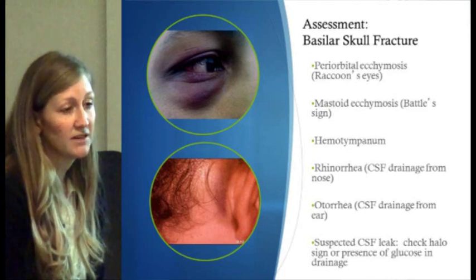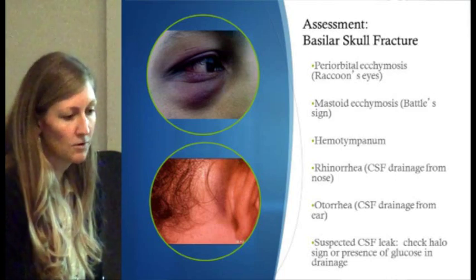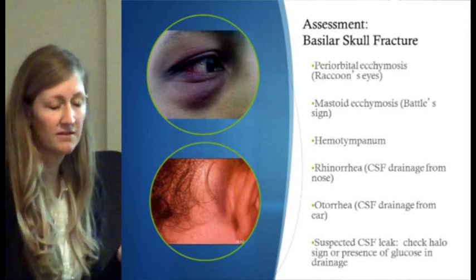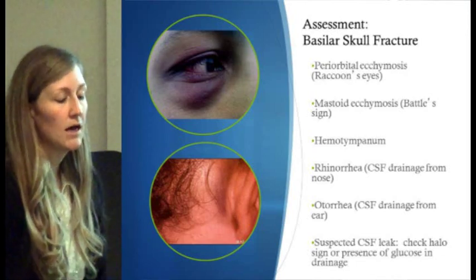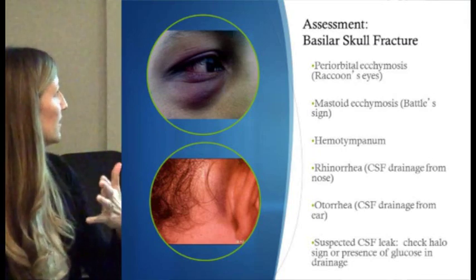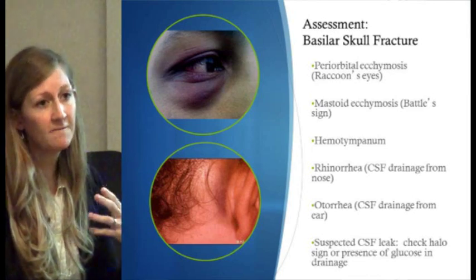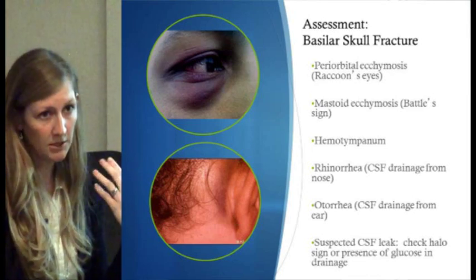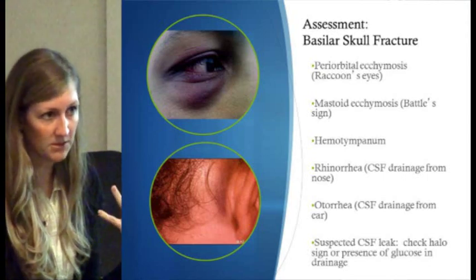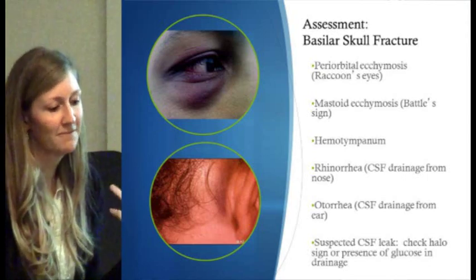You may see blood in the ear, hemotympanum, or rhinorrhea, so CSF drainage from the nose, or otorrhea, CSF drainage from the ear. And a lot of times, you might see these patients a couple days later in the IMU, and they still have that CSF leak from the nose or the ear. There's not a whole lot that they can do about a CSF leak. They just kind of wait for it to get better and hopefully prevent infection.